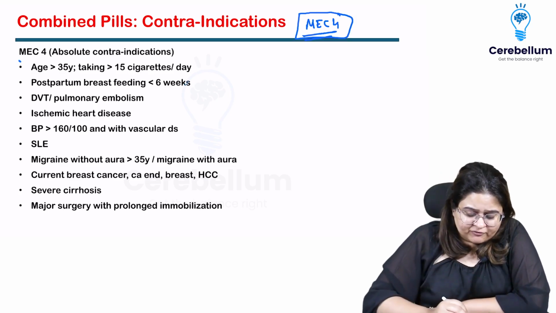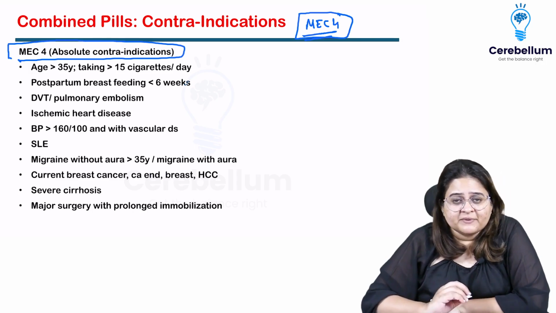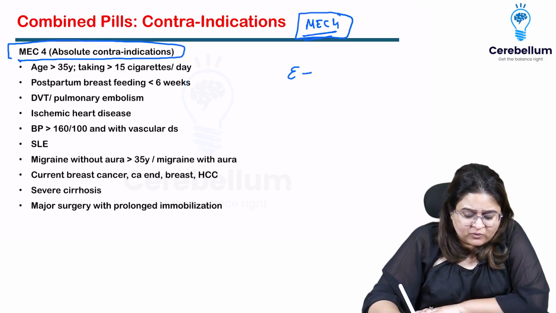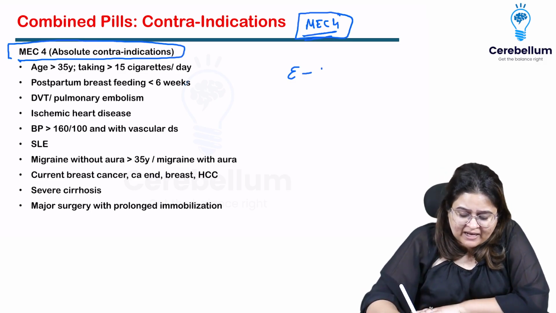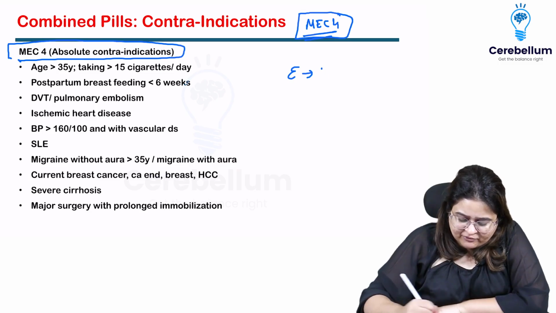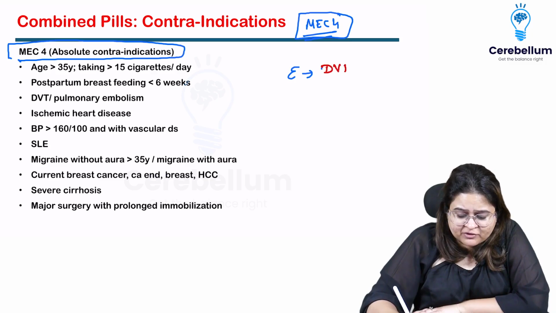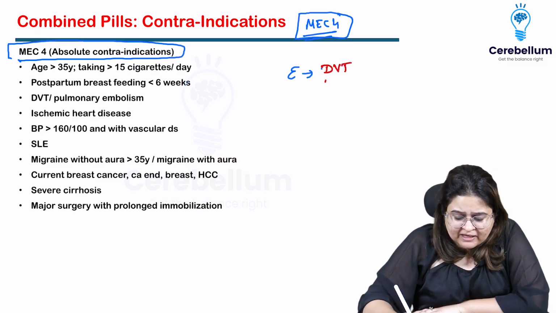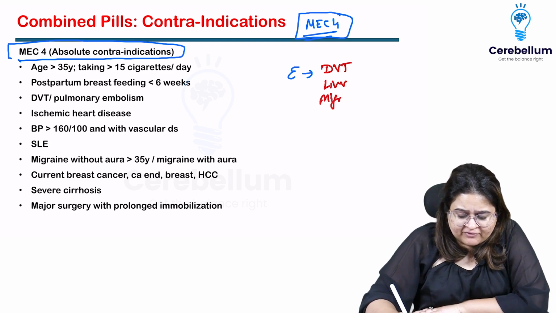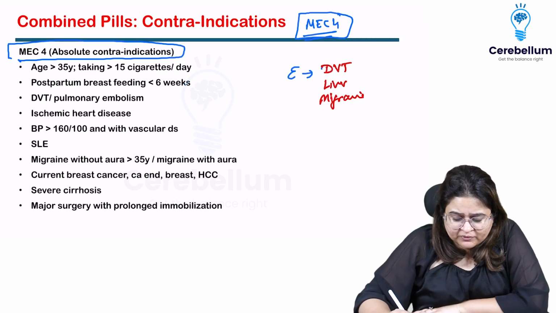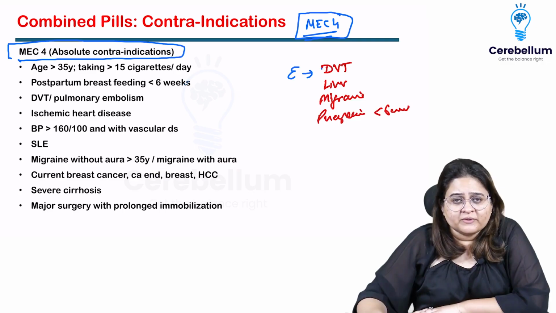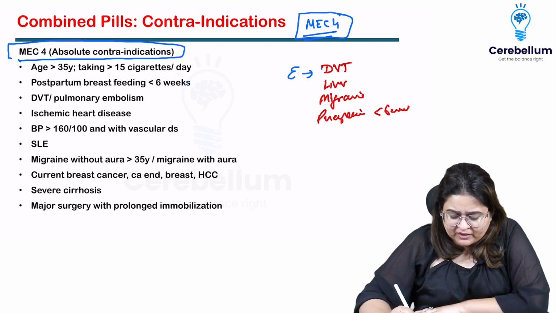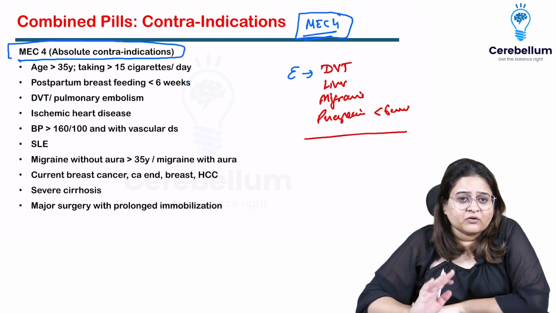Now, again, MEC4. Remember, MEC4, absolute contraindications, are the ones that you should know for all the contraceptives. What are the MEC4 for combined contraceptive pills? Remember, estrogen is bad for what all? This way you will remember better. Estrogen is bad for any woman who's at risk of thromboembolism, any woman who is having a liver problem, any woman who is having a migraine problem, and any woman who is in the immediate puerperium, because that is again a hypercoagulable state. It's also bad for breastfeeding, but then it becomes MEC3, not MEC4. So these are the primary things for which we are not going to give the woman combined contraceptive pills.